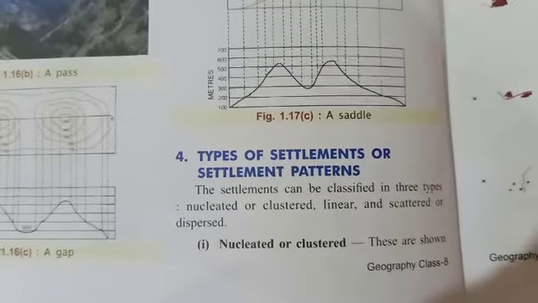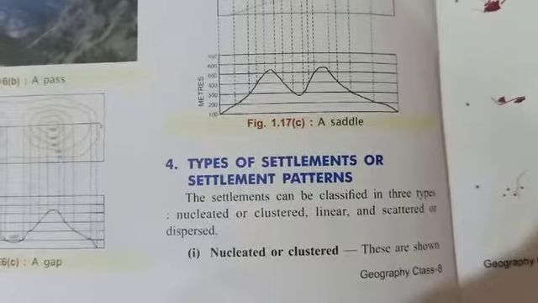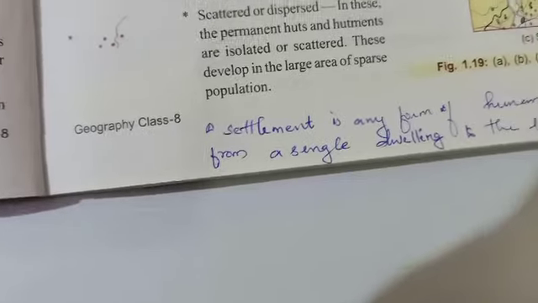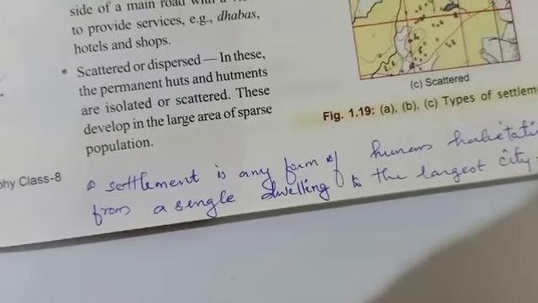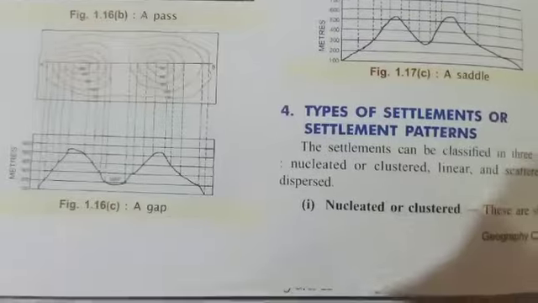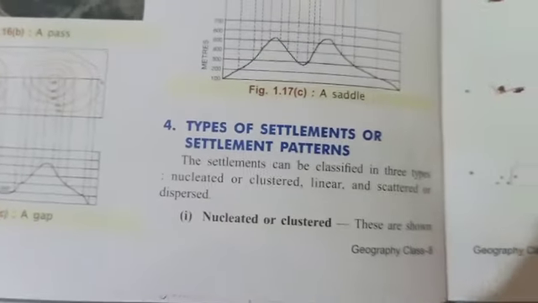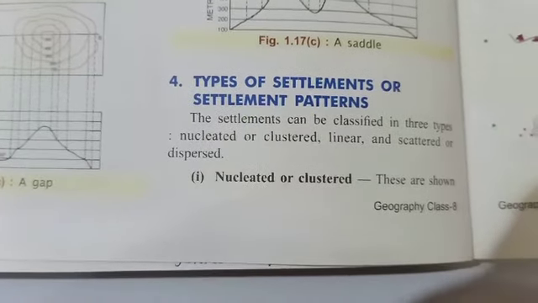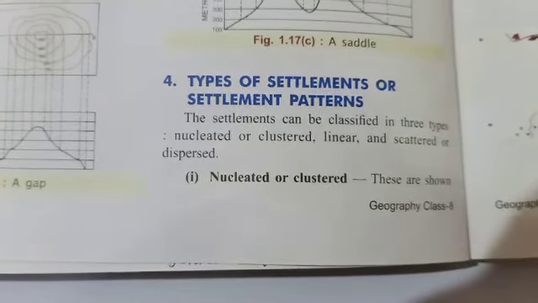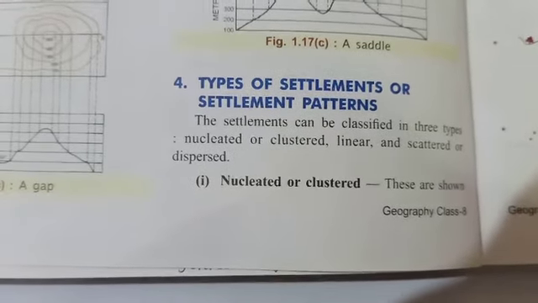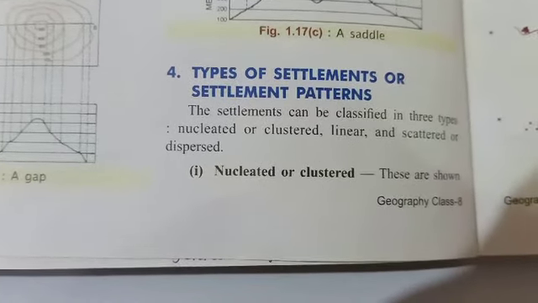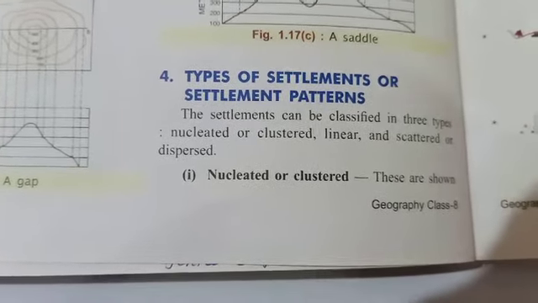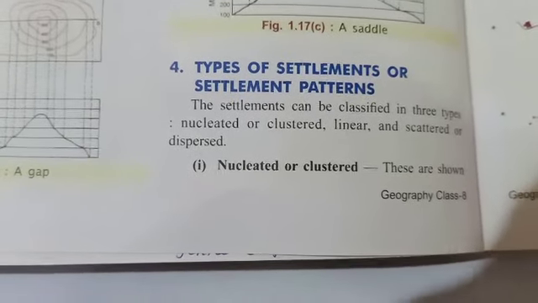So let us start the types of settlements or settlement patterns. A settlement is any form of human habitation from a single dwelling to the largest city. There are certain conditions which are required for the settlement of human habitation. So we said that a settlement is any form of human habitation from a single dwelling to the largest city. So it is an organized human habitation. There are certain conditions which are required for human settlement.